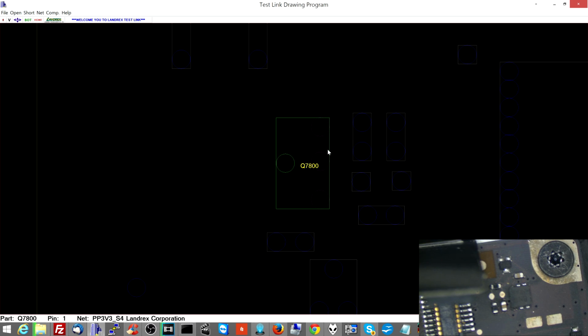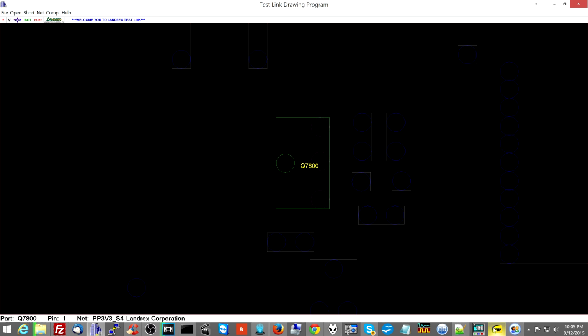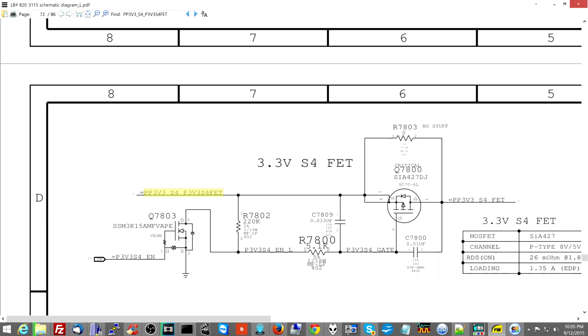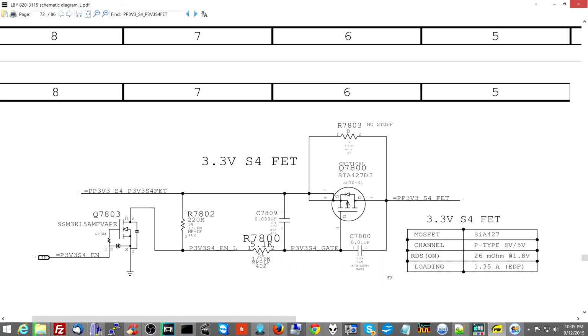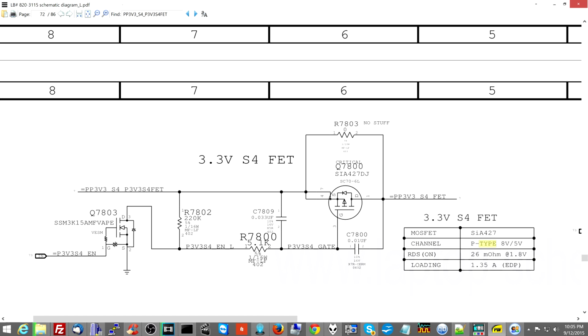Man, I hate you for drawing this stuff that way. So let's see what's going on in this area. Let's see what that thing is supposed to do, because I don't want to go nuts measuring things that I don't know how to measure. So this here says this is a P-type MOSFET.